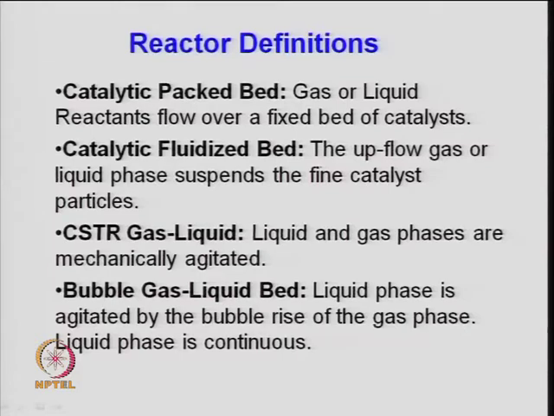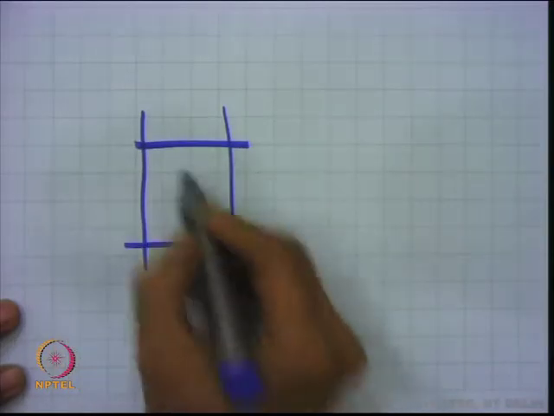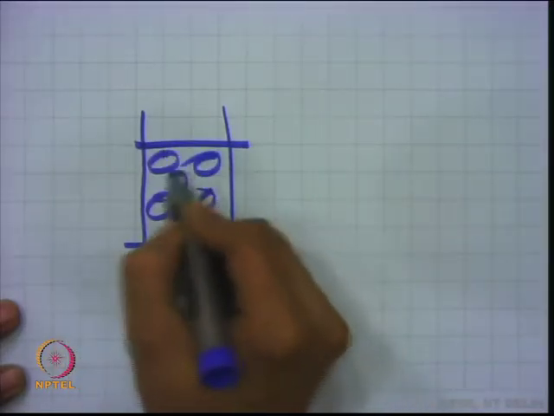So, if you look at the various reactors which are used in the catalytic process industry, the packed bed reactor is very common. As the name says, you pack something in a tube with the catalyst. So, gas or liquid reactants flow over a fixed bed of the catalyst. You have a bed and you pass the liquid or gas co-currently or counter currently. So, something like this, there is a bed where you have put the catalyst.